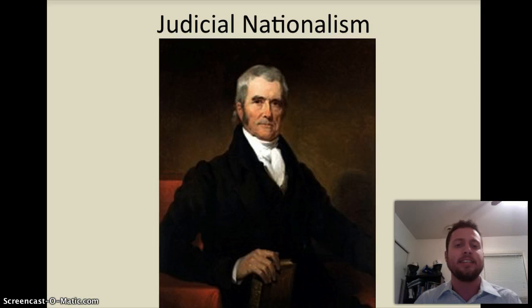How about some court cases? Court cases will be decided by this guy right here. This is John Marshall, who was the Supreme Court Justice for a really long time. We remember him from Marbury versus Madison, which established judicial review. That would be the power of the courts to declare a law unconstitutional.